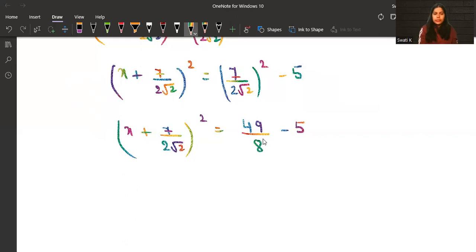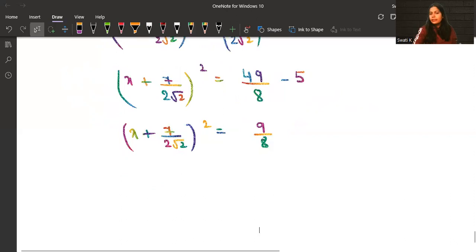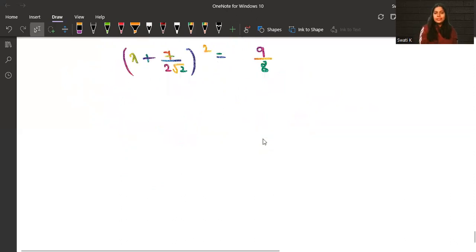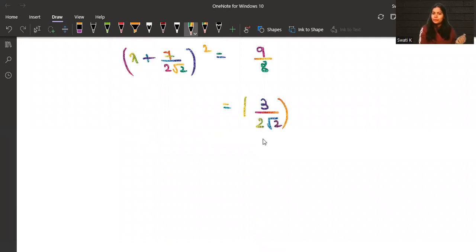Now this will become (x plus 7 upon 2 root 2) whole square equals 49 minus 40, if you take the LCM. So that is 9 upon 8. Now we can write 9 as 3 square, of course. But what about 8? Do you know that 8 we can write as (2 root 2) whole square? Now if you simplify, you will get 9 upon 8 only. You can check.